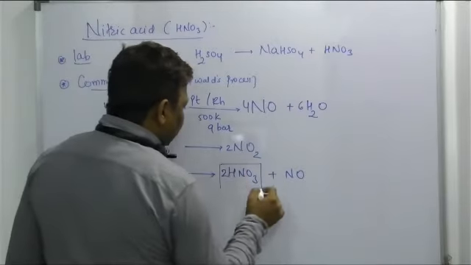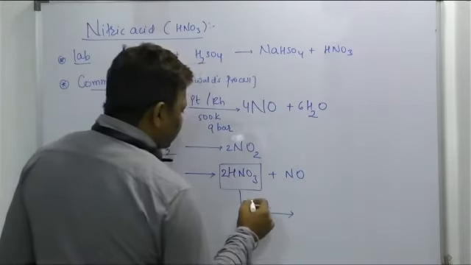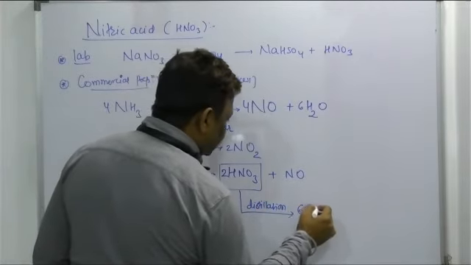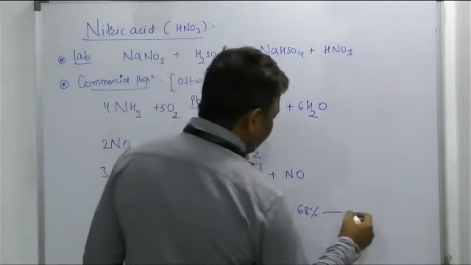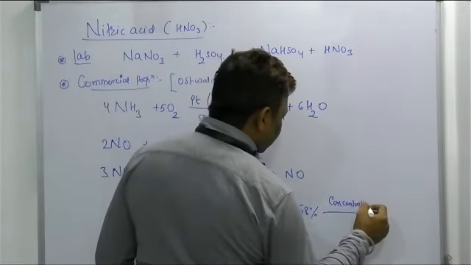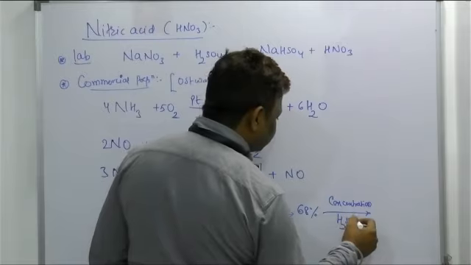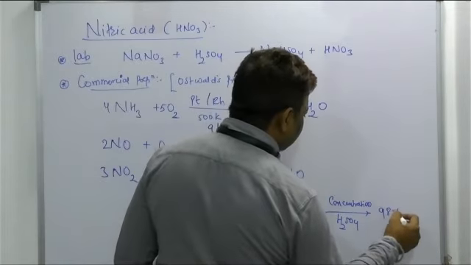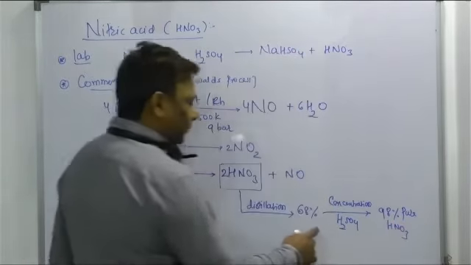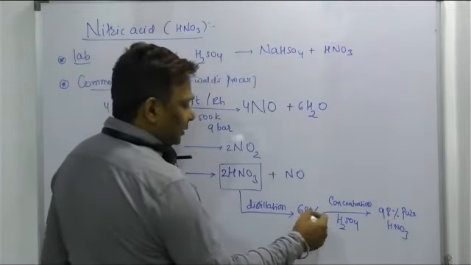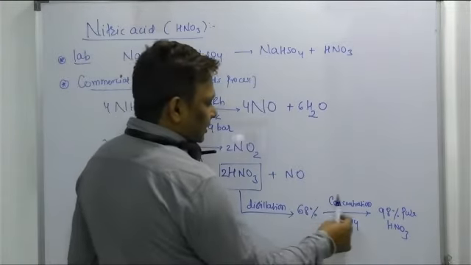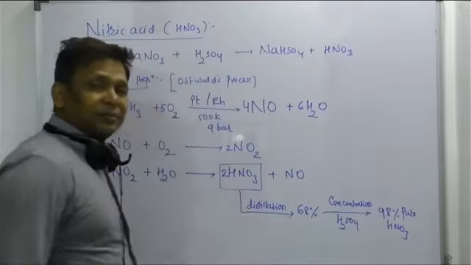This obtained nitric acid on distillation forms 68% nitric acid. But further concentration can be done by adding sulfuric acid to make it 98% pure nitric acid, because whatever water is there can undergo dehydration by adding sulfuric acid, and 68% nitric acid can be concentrated up to 98% pure nitric acid.